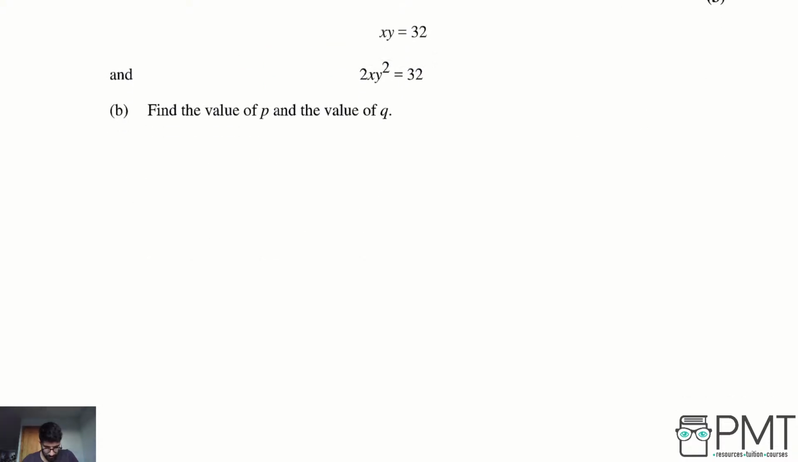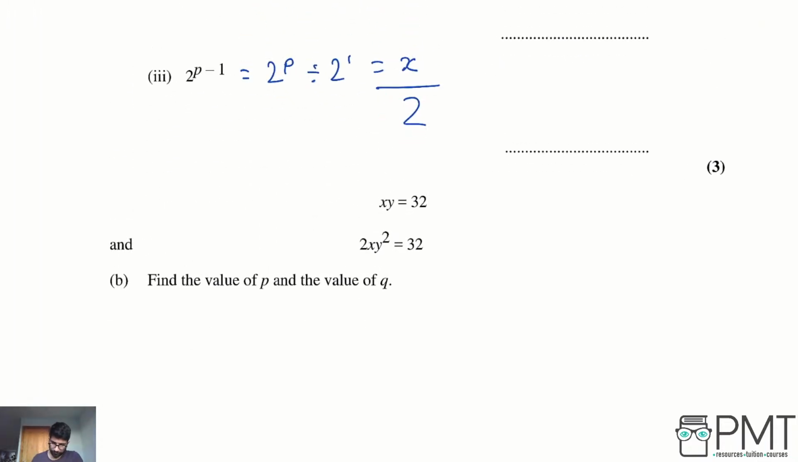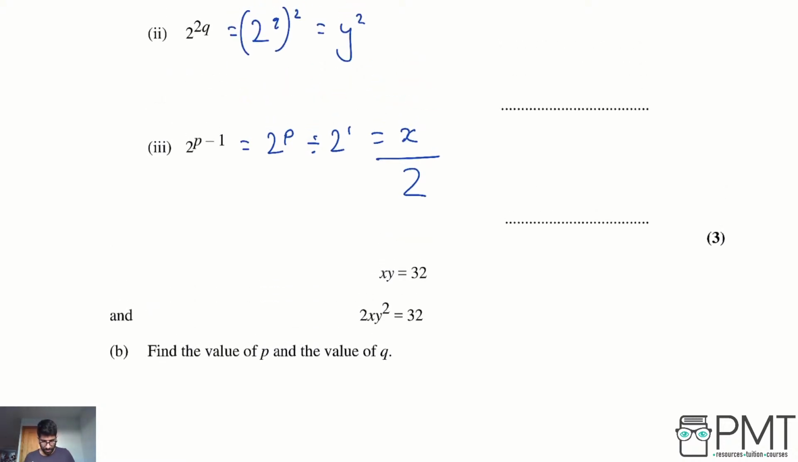Part B gives you two of these: xy is 32, and 2xy squared is 32. You want to find p and q. Let me know if you're happy with A or if you have any questions with A. Let me check the answers that you have.